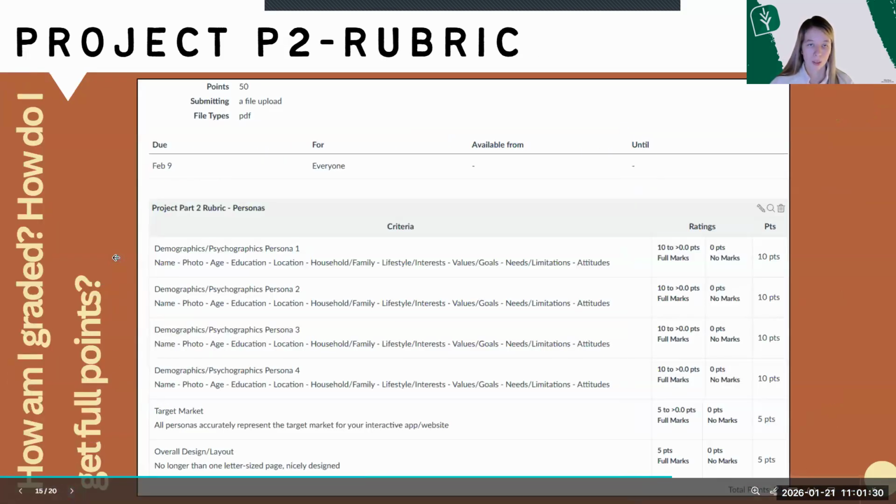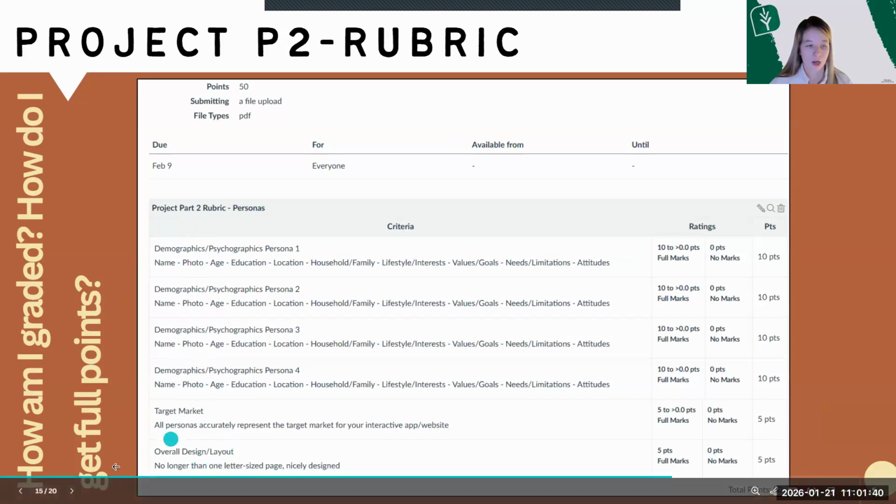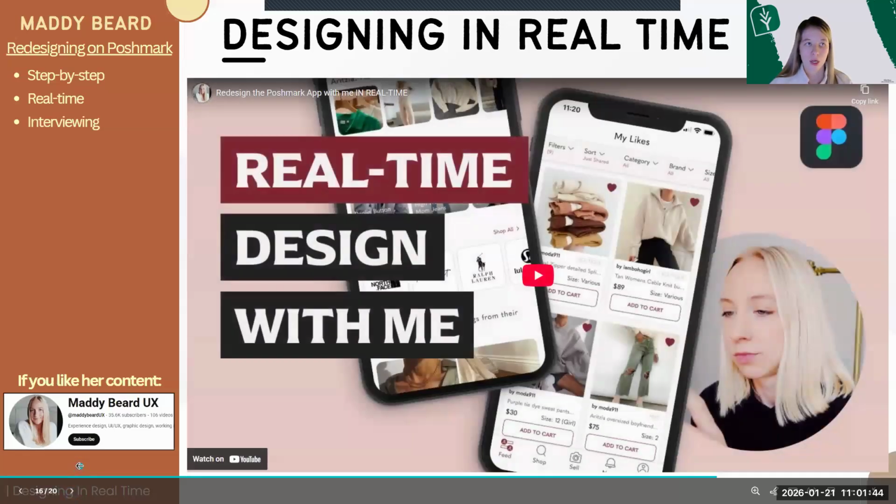Here is the rubric for the personas. And then just your overall layout and your design of that as well, how you're presenting your stuff.